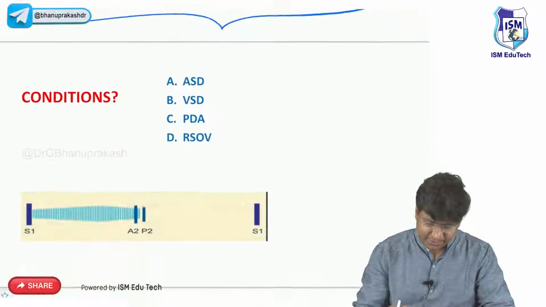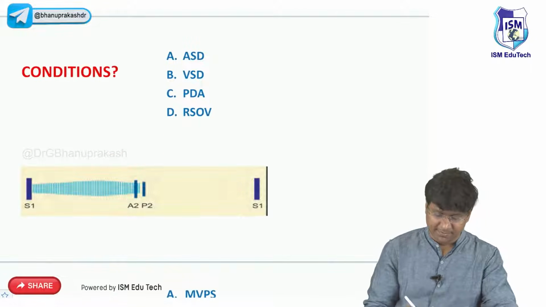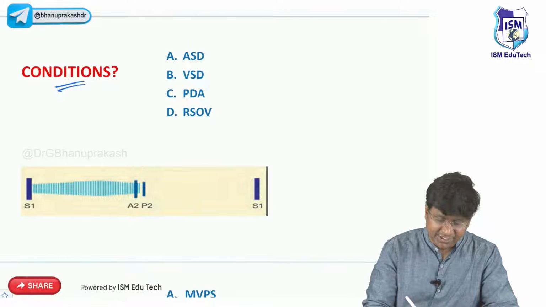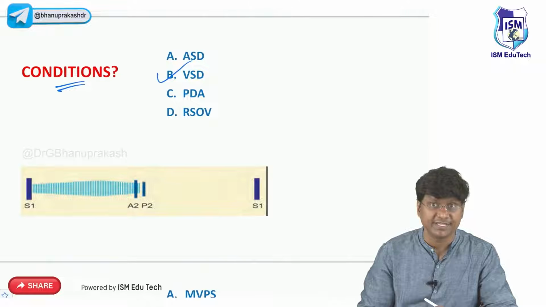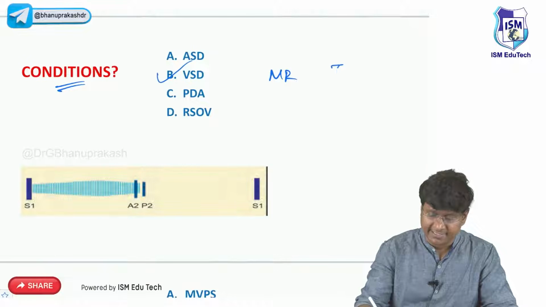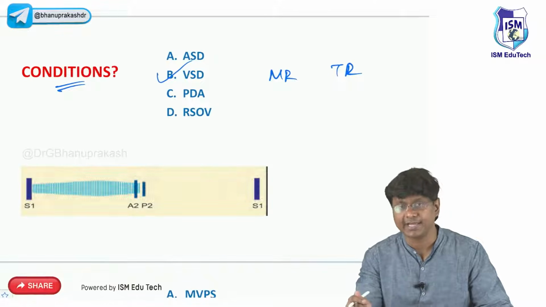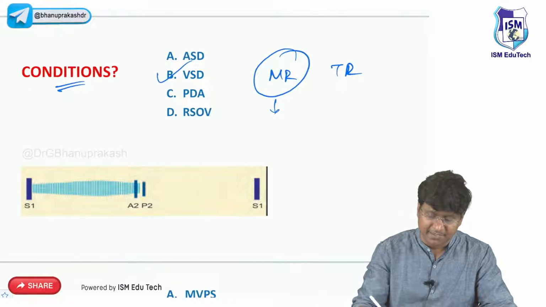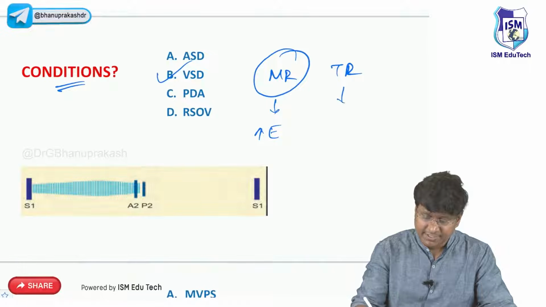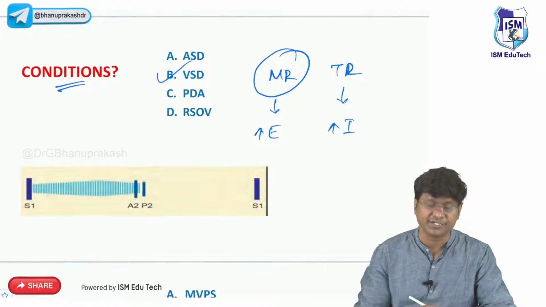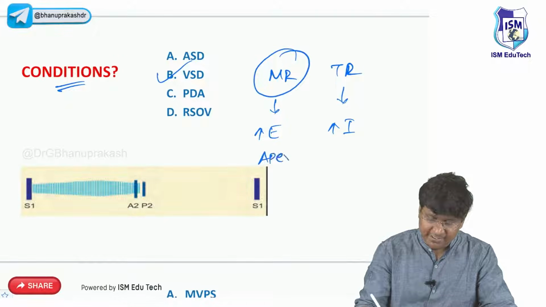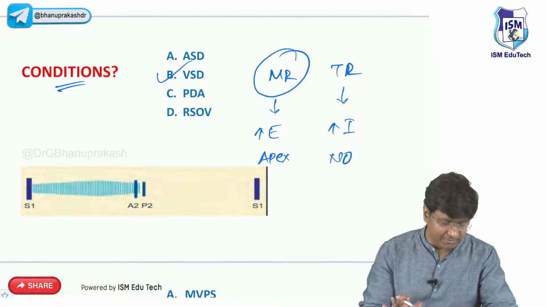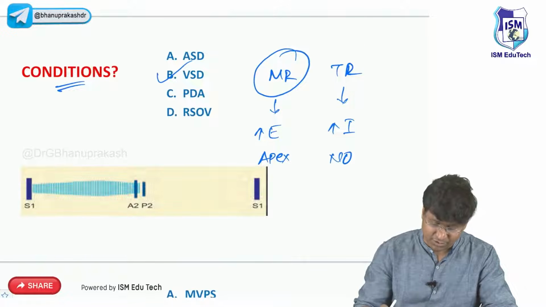Then you need to know about the murmur between S1 and S2, which is nothing but the pansystolic murmur. The conditions where you can get a pansystolic murmur are VSD, MR, and TR. But the point is that the MR murmur will increase on expiration, the TR murmur will increase on inspiration, and the MR murmur will radiate to the apex, while for the TR murmur there is no radiation. So that is about the conditions where you have a pansystolic murmur.